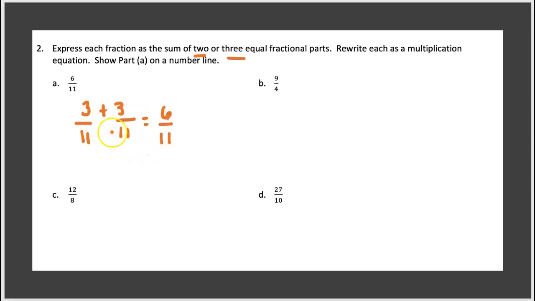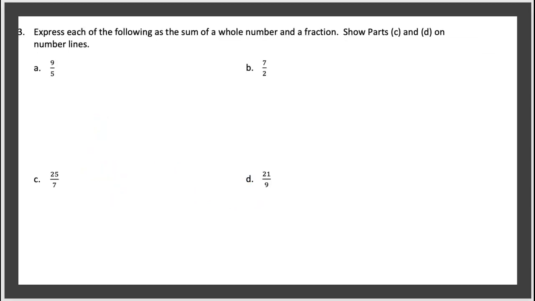To change this into a multiplication problem, how many times did we add 3/11? We added it 2 times, so that's my whole number, times 3 over 11. And that will be 6/11. Because remember, I told you there's an understood 1 underneath that whole number. So show me that on a number line, and you're going to do that for B, C, and D. You have to go through your multiplication facts for that one.